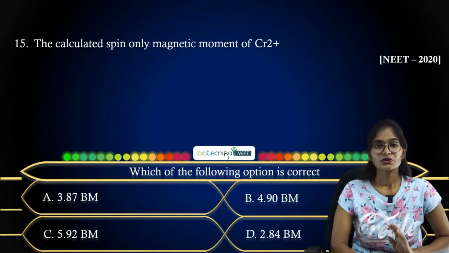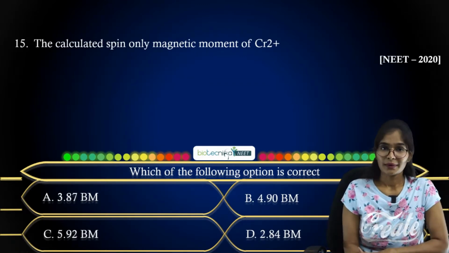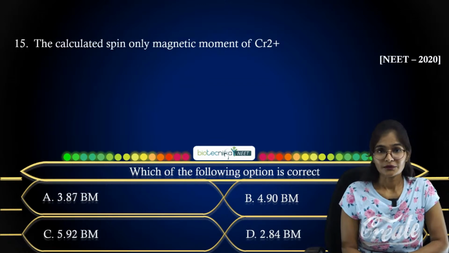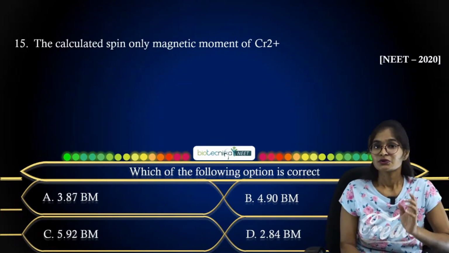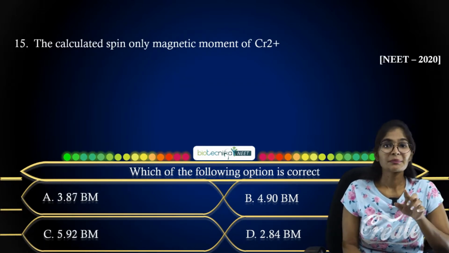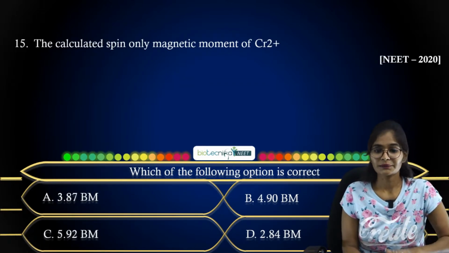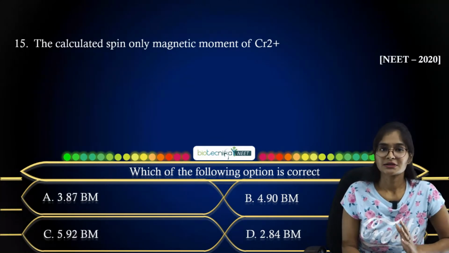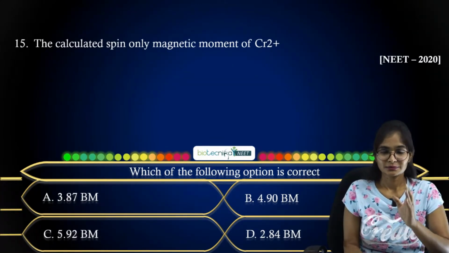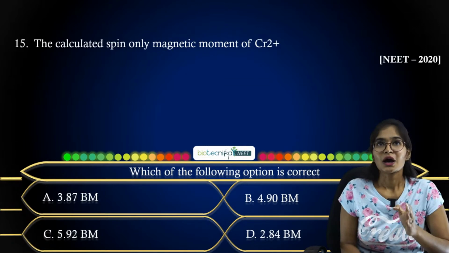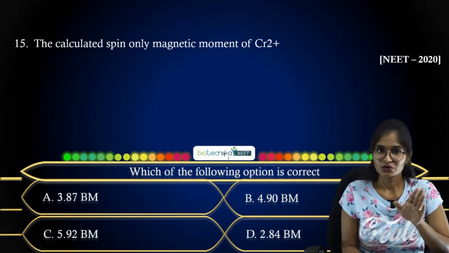Yes. So you have to use the magnetic moment formula, that is square root of n into n plus 2. The equation, better you know. So now your duty is to calculate the number of unpaired electrons with respect to chromium in the plus 2 oxidation state. So first you have to do this. Okay, so now you have to consider the electronic configuration of chromium.